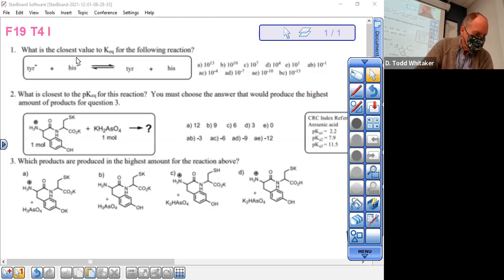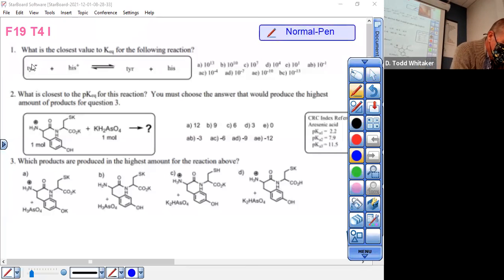We have to figure out the closest value to KEQ for tyrosine, when it has a charge of -1, reacting with histidine when it has a charge of +1, to give tyrosine, which clearly picked up a proton. The only way to go from minus to neutral is to add a proton.